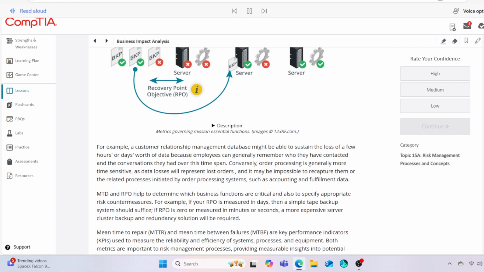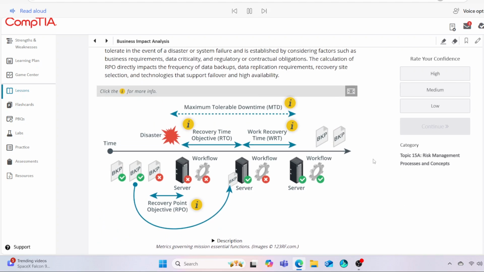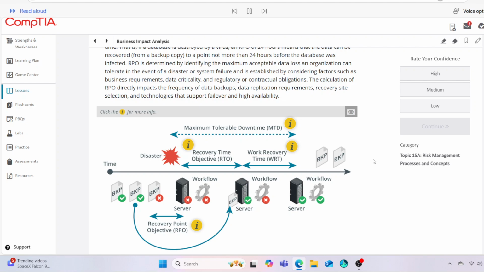Description. A rightwards arrow is labeled time. Maximum tolerable downtime, MTD, is the longest period of time following a disaster. Recovery Time Objective, RTO, follows the disaster and is followed by Work Recovery Time, WRT. Metrics governing mission essential functions.